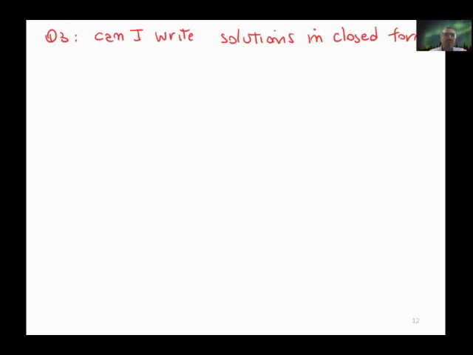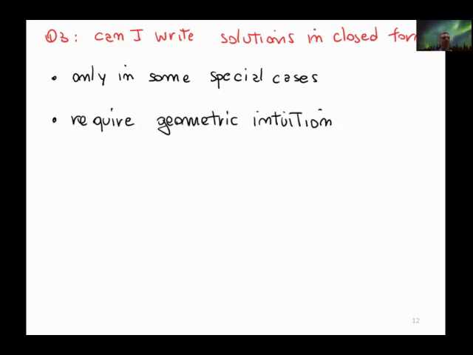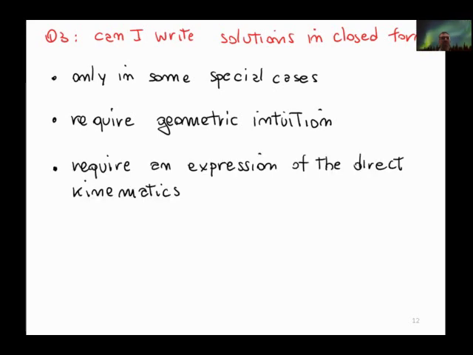The question 3 is, can I write these solutions in closed form? And the answer is yes, but only in some special cases. These cases usually require geometric intuition, and always require an expression of the direct kinematics.